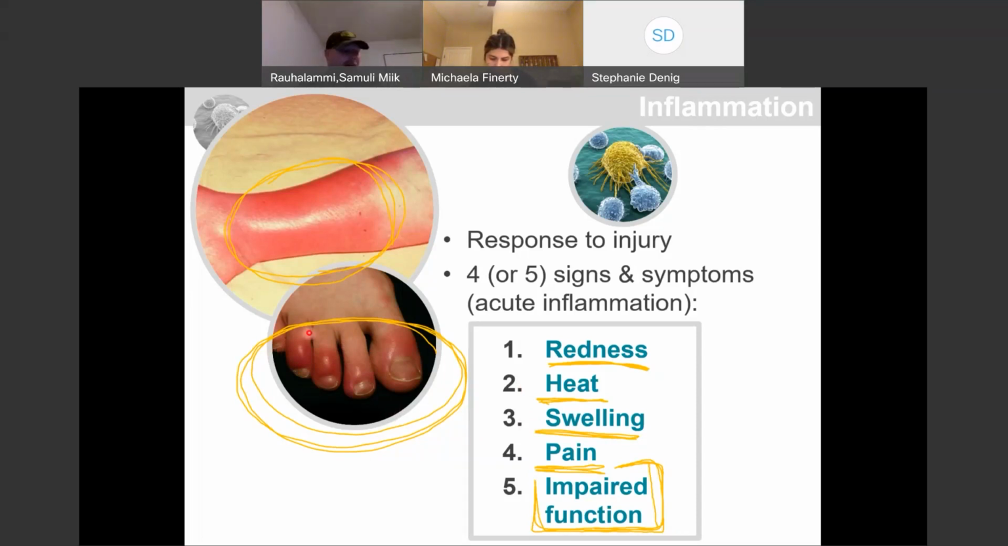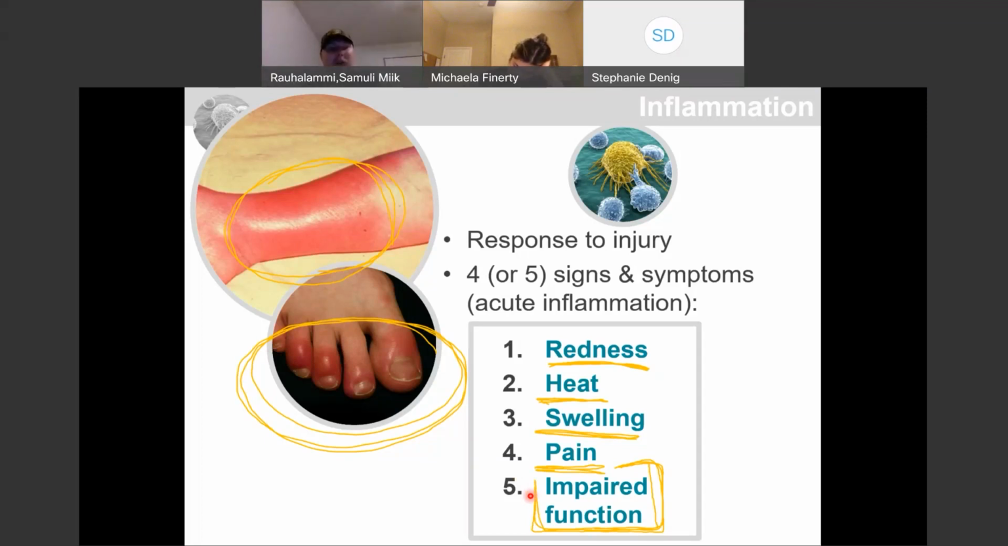Of course, inflamed sites are really painful. You don't want to touch them. You don't want to use them. And that makes sense because there's so much going on. First of all, we want to let that site recover so we don't actually irritate it more. So it stops us from using it, which is the fifth sign and symptom. It stops us from using that site.